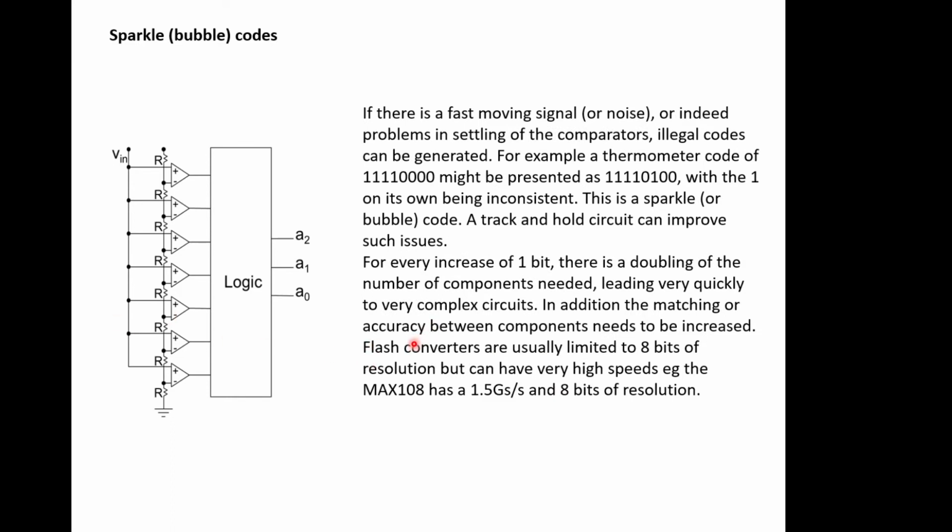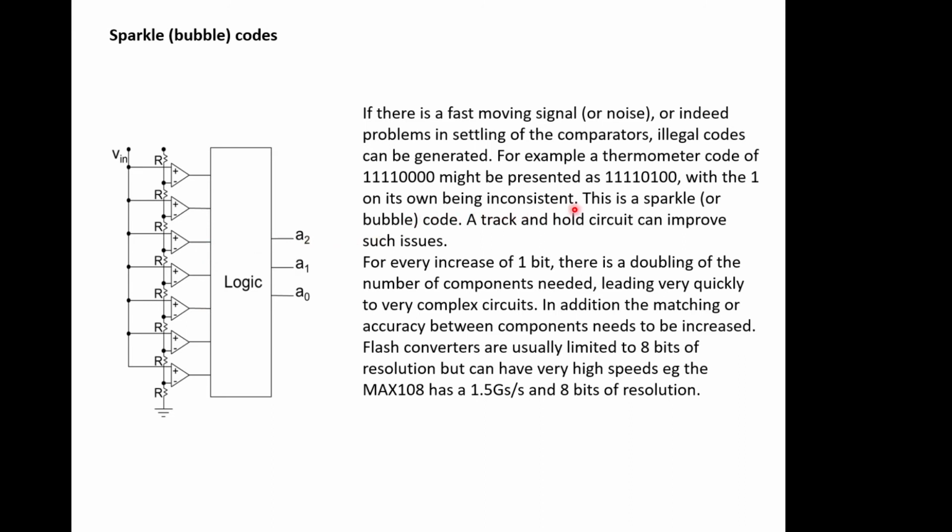Occasionally, because this is a fast signal, we're interested in transients as well. So if there's a fast moving signal, or even some noise, or indeed problems in settling the comparators, if we've got these a bit wrong and the output bounces before it settles, you might get an illegal code generated. So for example, a thermometer code of 11110000, which is what this has settled down to, you may read as 11110100, because one of these comparators has maybe bounced a bit, and at the time of sampling you've read it when it's been a 1 rather than a 0. And that is called a sparkle or a bubble code. So you can imagine there's a level here, and then there's a bubble of a 1 in the wrong place.